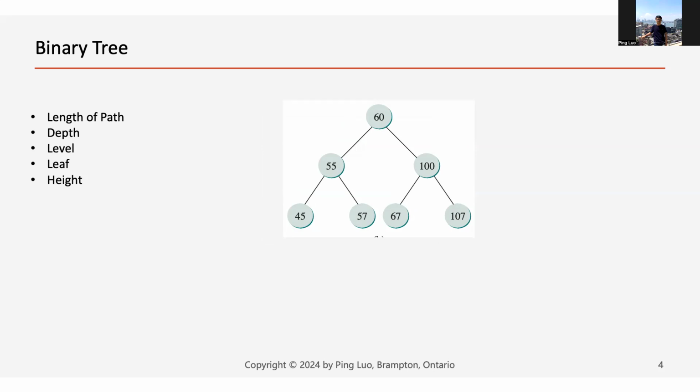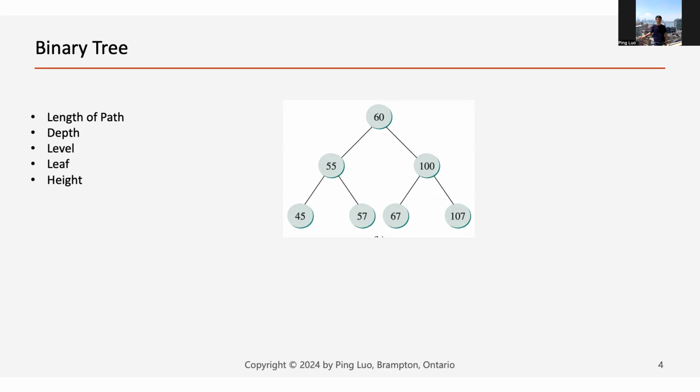One is called length of the path. For example, from 60 to 57, there's 60 to 55 and 57. We call this a path, and the length of the path is 2. And the depth is similar, except this counts the levels. For example, from 60 to 57, the depth is 2. It's like you have 2 levels to reach this node.